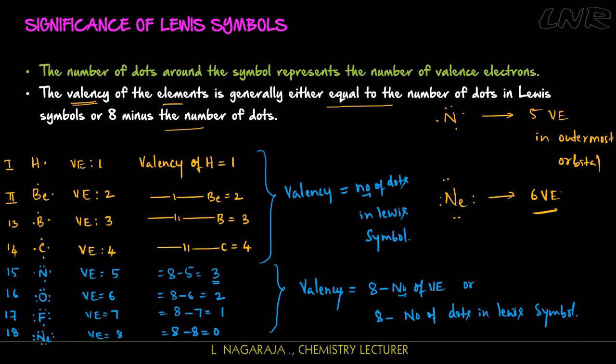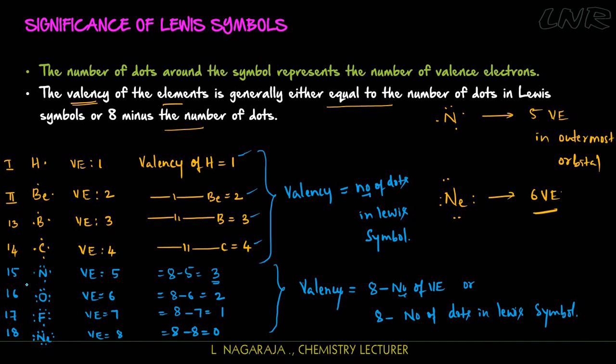So hydrogen has combining capacity 1, second group elements have combining capacity 2, 13th group elements have combining capacity 3, and 14th group elements have combining capacity 4. That is, carbon can form 4 bonds with other elements, boron can form 3 bonds, beryllium can form 2 bonds, and hydrogen can form only 1 bond.